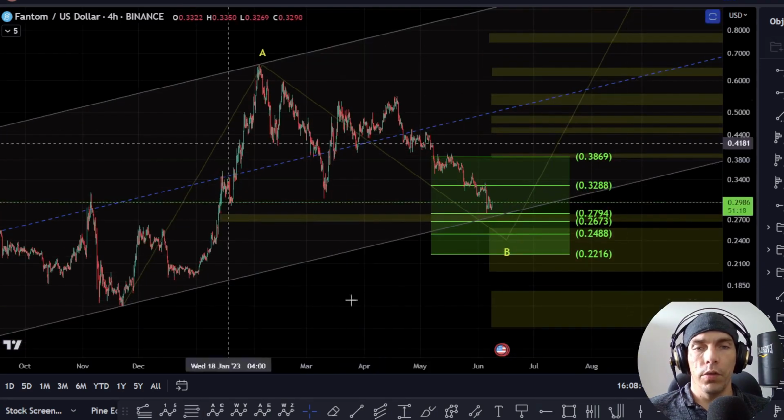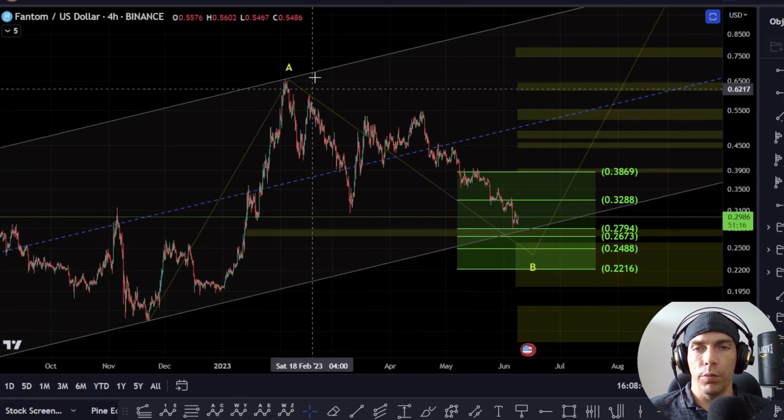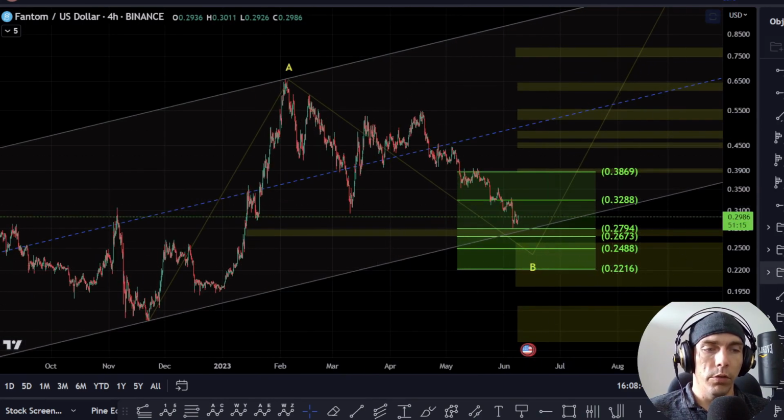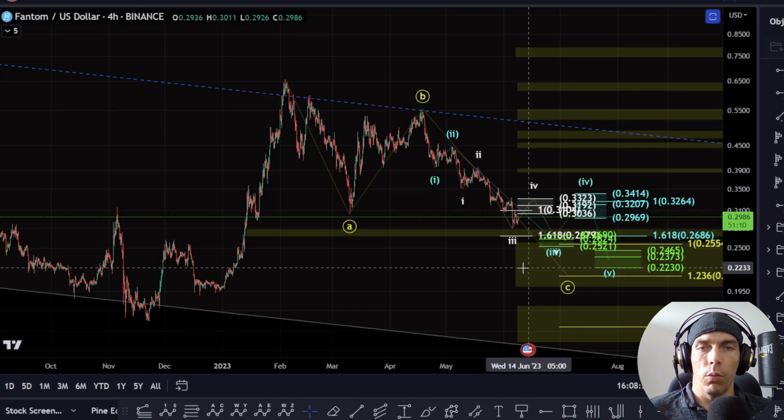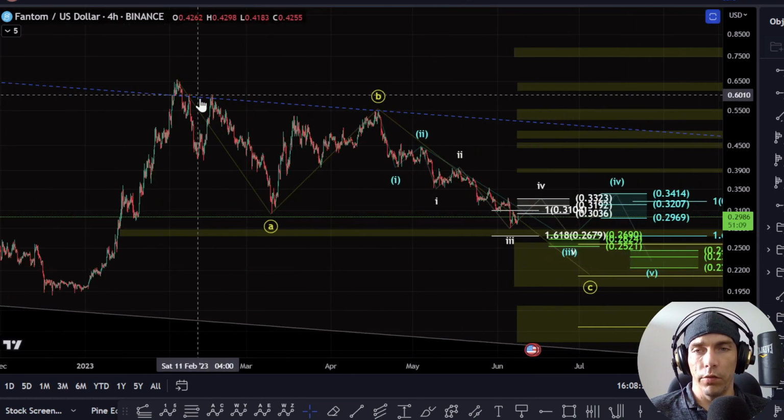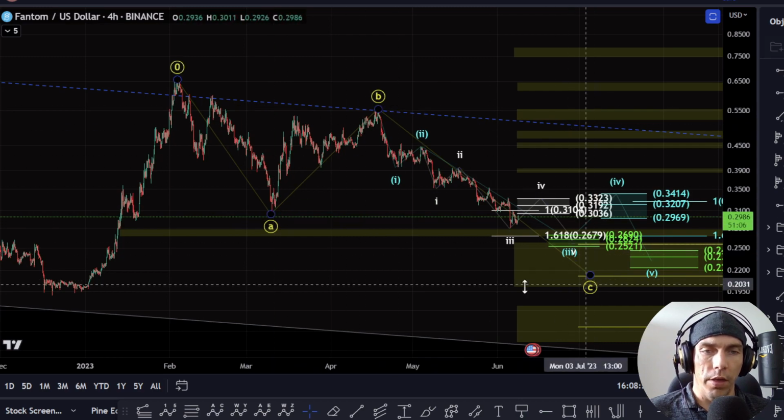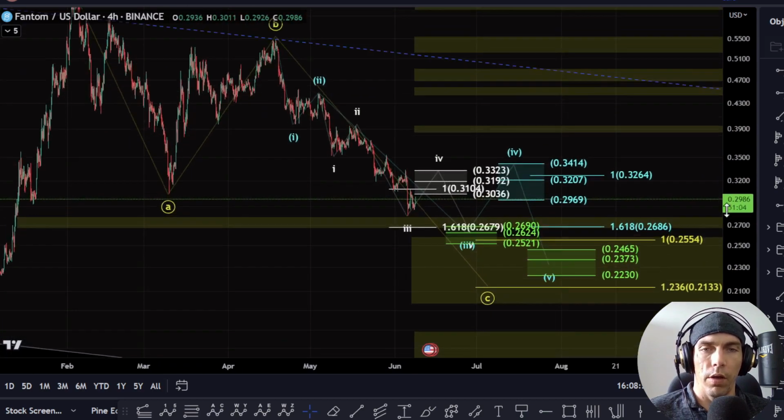Now let's get into this B wave count here. It is still possible that we have a little more downside within this, so we're going to go over a couple of ways that I'm looking at this structure. One way is treating this as an A, this is a B, and then looking at this as a C wave to the downside.